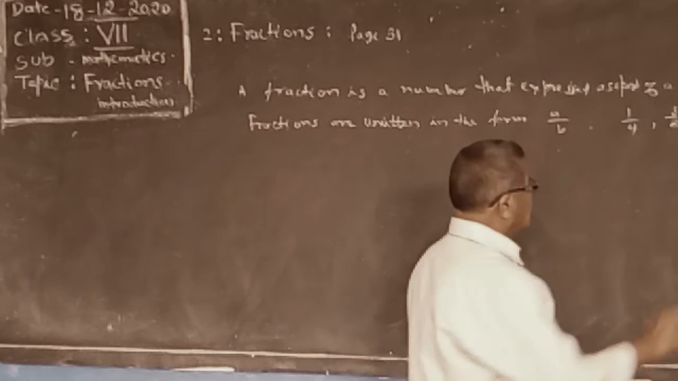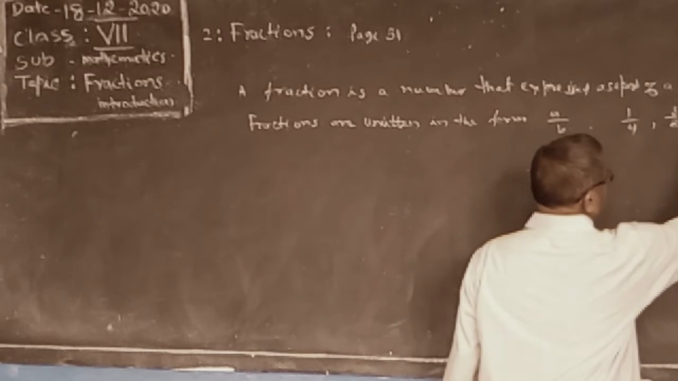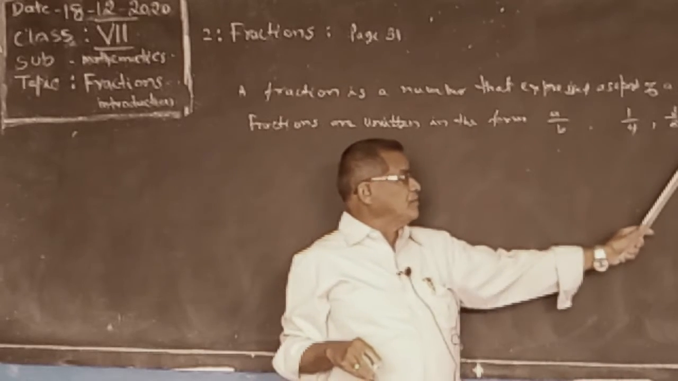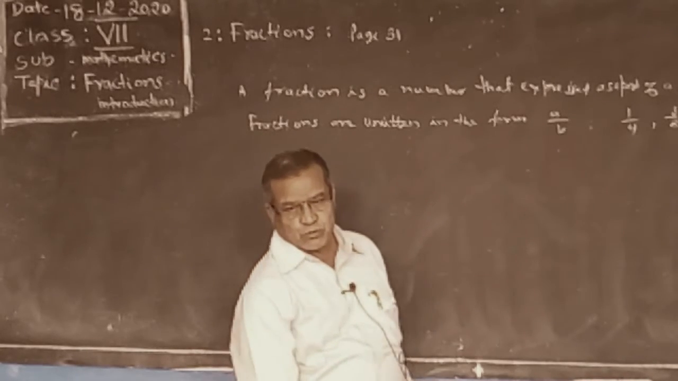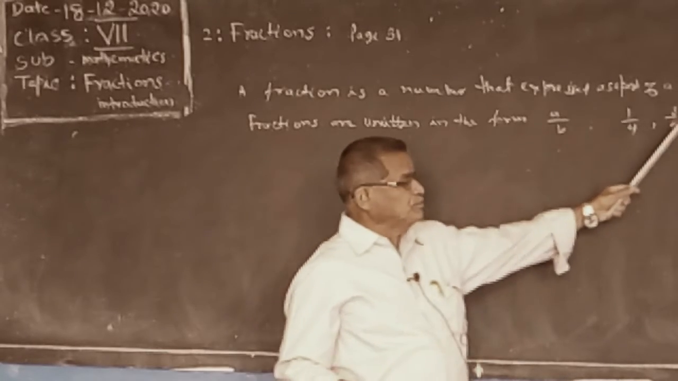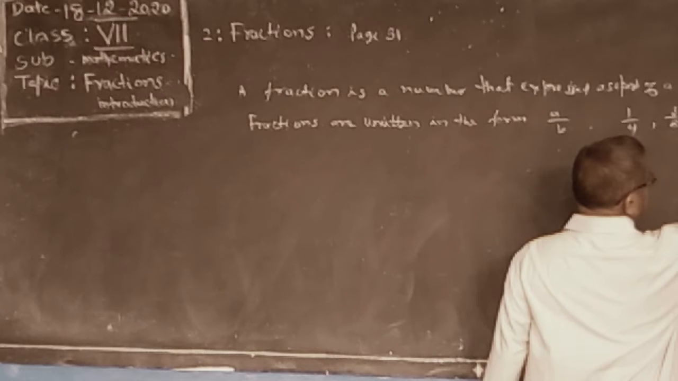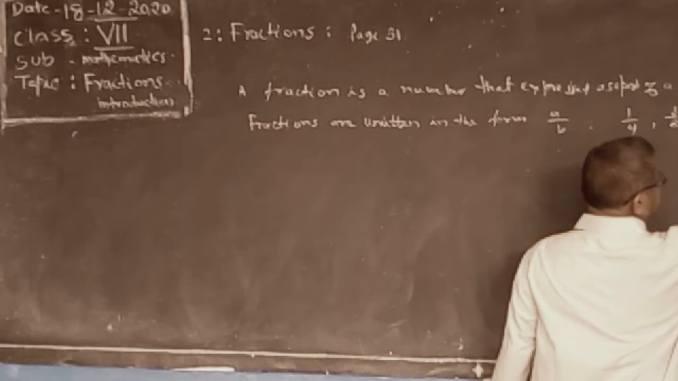What is 2 by 5? There are 5 parts in a group, we are taking 2. Like that. Suppose both are equal, 6 by 6, it is treated as 1.